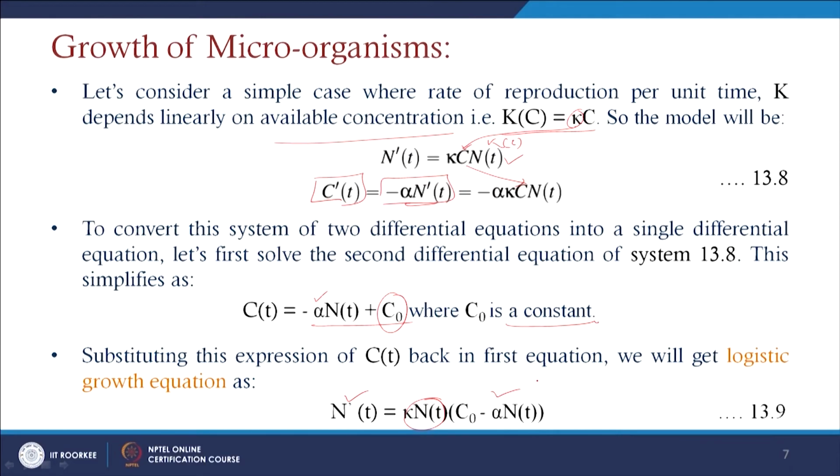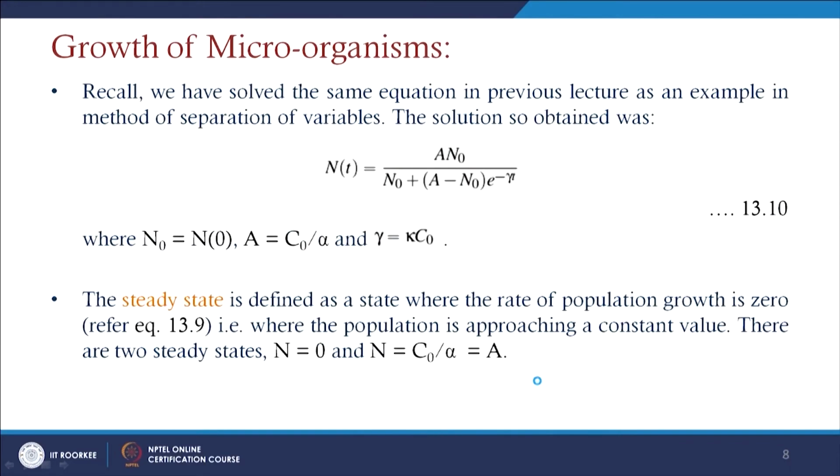And if we proceed further, we find that the final solution of this equation is in the form of n(t) equals a n0 by n0 plus (a minus n0) e to the power minus gamma t. Last lecture we also obtained this same equation, and the solution.